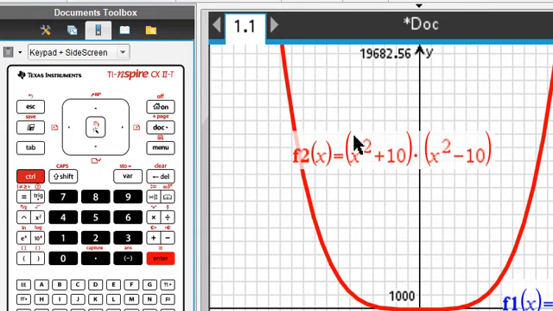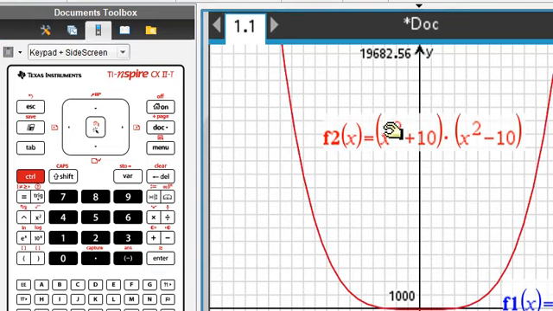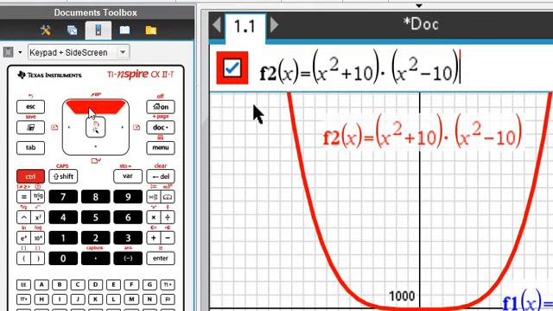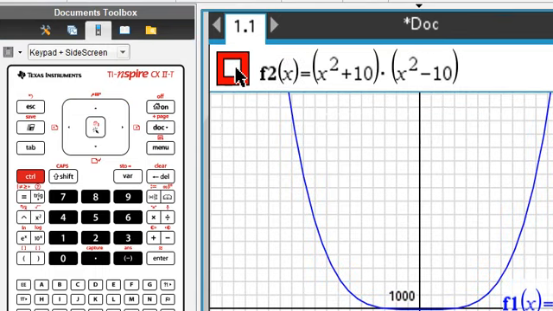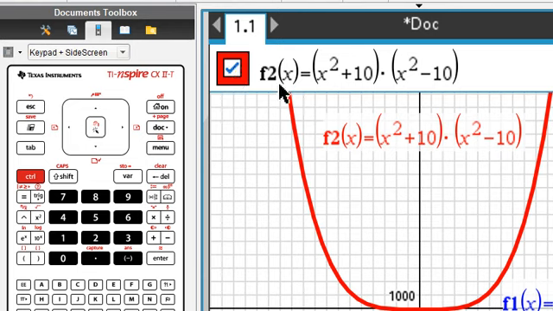When I graph it, I get the same exact graph as what I had with the original. That tells me that I'm definitely correct. And see, when I toggle here, by turning that graph off and on, I see that it's the right answer.